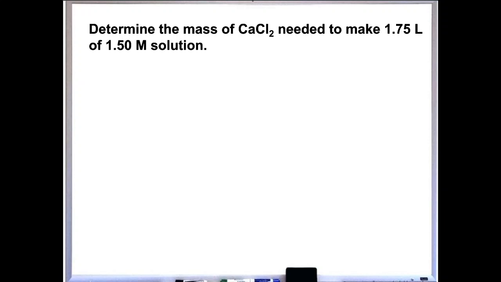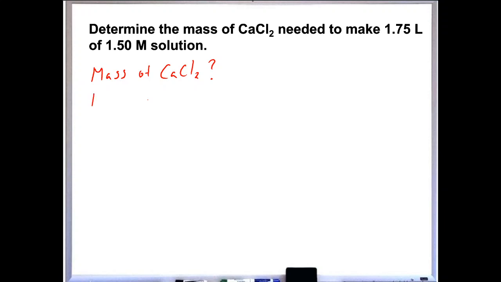Okay, so let's look at this one. So we want to determine the mass of calcium chloride needed to make 1.75 liters of a 1.5 molar solution. Okay, so I'm going to show you the process when you're first starting a problem, what I think you should do. So the first thing I'm going to write down is what I want to know. So I want to know the mass of calcium chloride. Okay, that's what ultimately we're looking for.